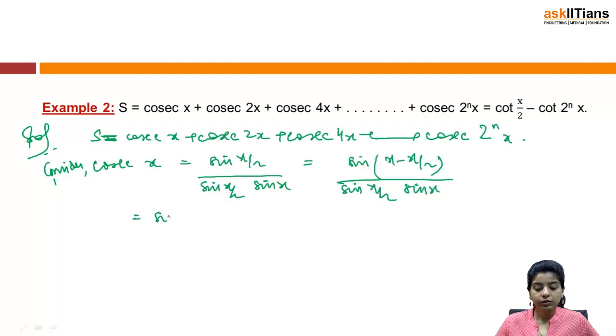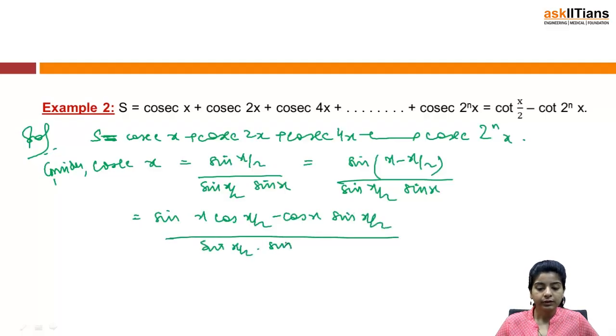This is equal to, now sin a minus b, so I can write it as sin x cos x by 2 minus cos x sin x by 2, divided by sin x by 2 sin x. So if I take it sin x cos x by 2 by sin x by 2 sin x, then we have it as cot x by 2, minus, and this becomes cot x, right? So we have cot x by 2 minus cot x. Cosec x is equal to this.